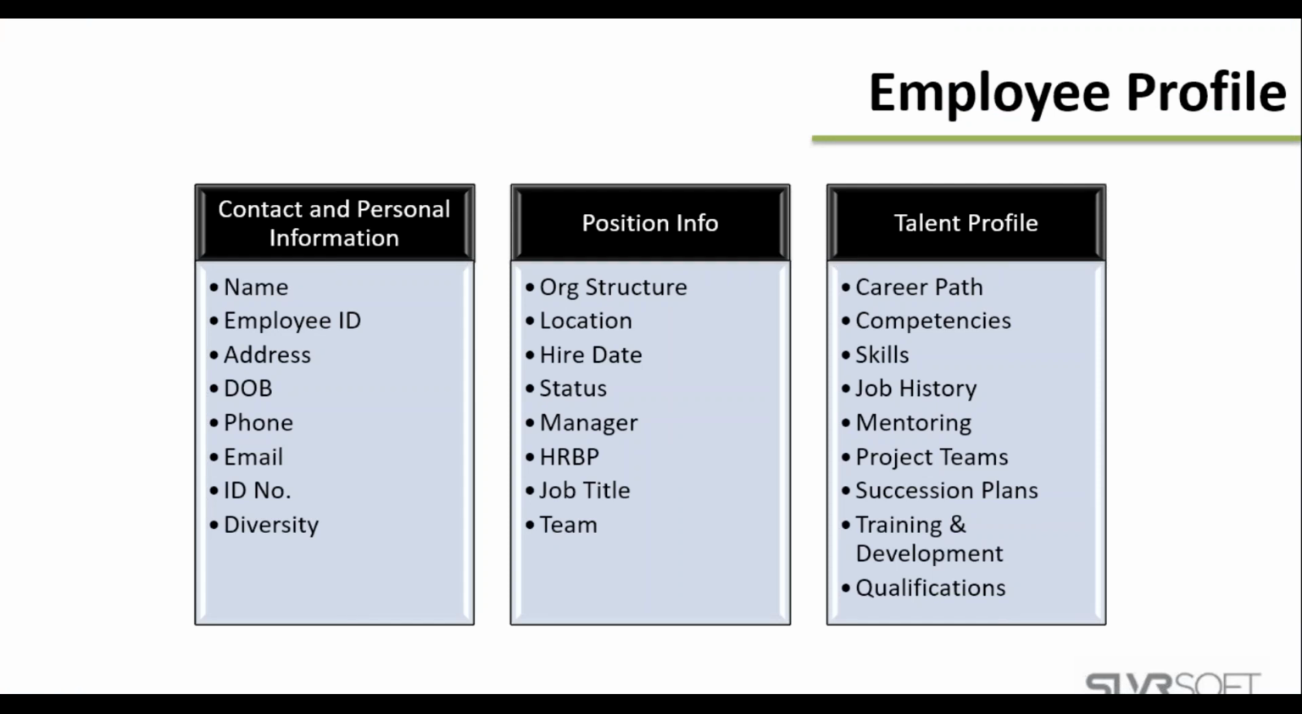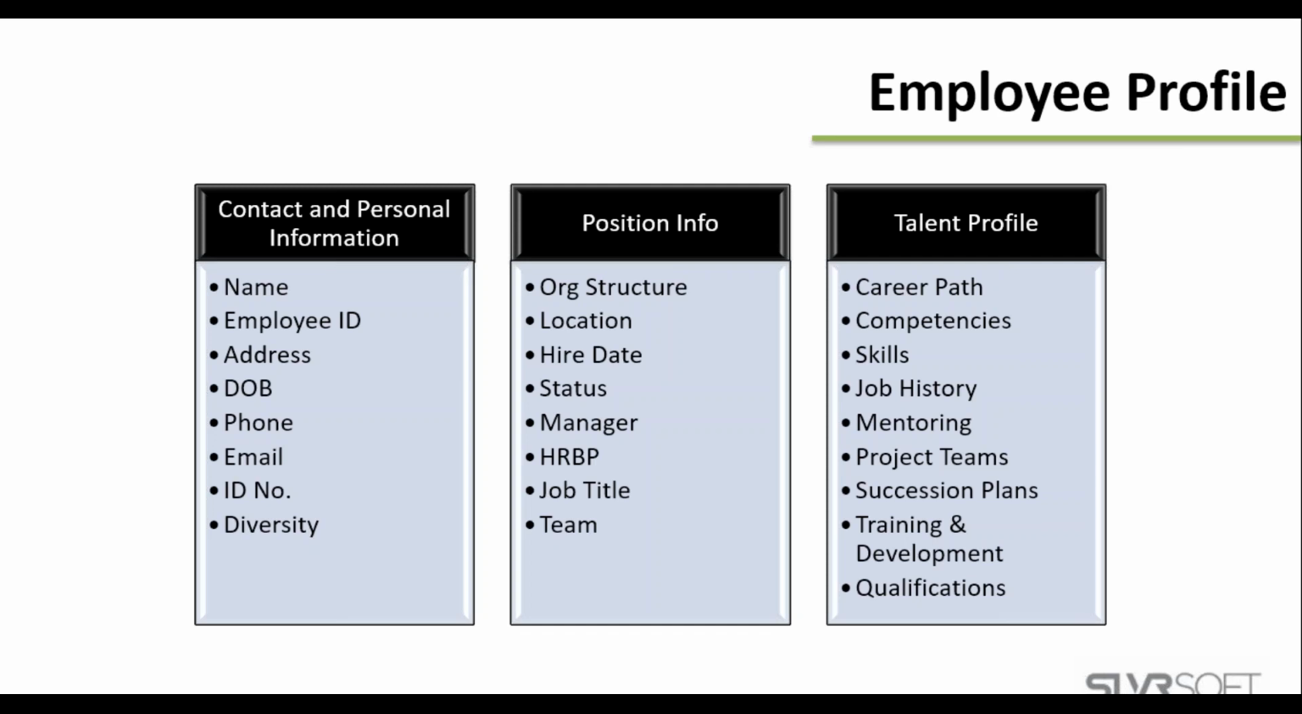Under contact and personal information, we all have this: the name, the employee's ID, in other words, the actual identification within the company, their address, their date of birth, their phone, their email, if you're South African, their ID, their unique identifier, and their diversity, which is important for compliance reporting.